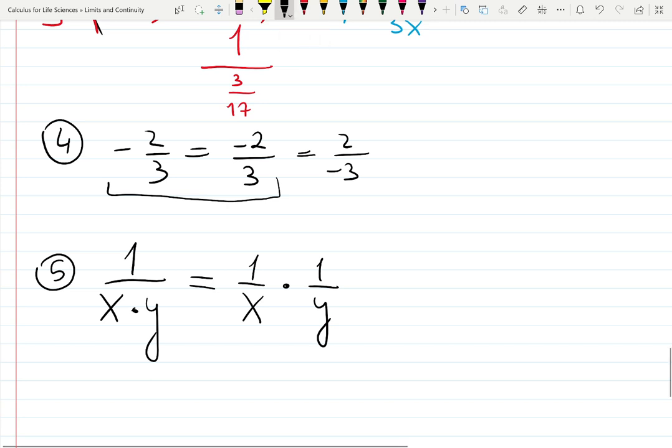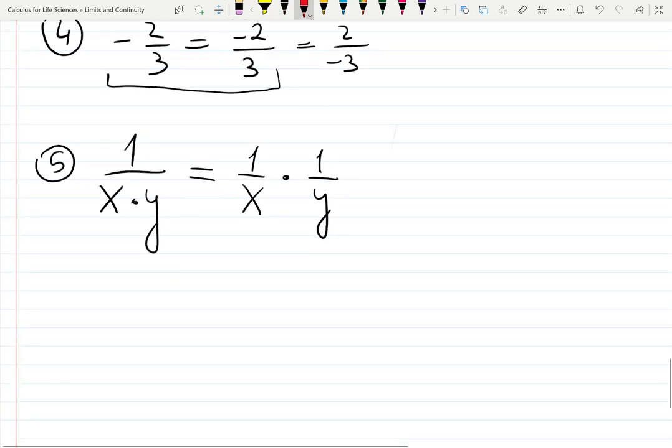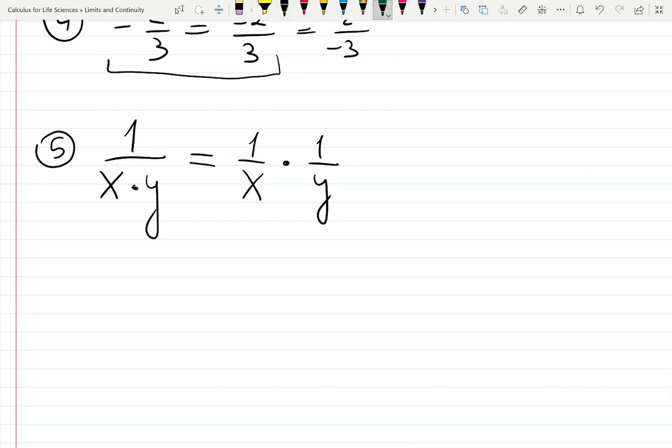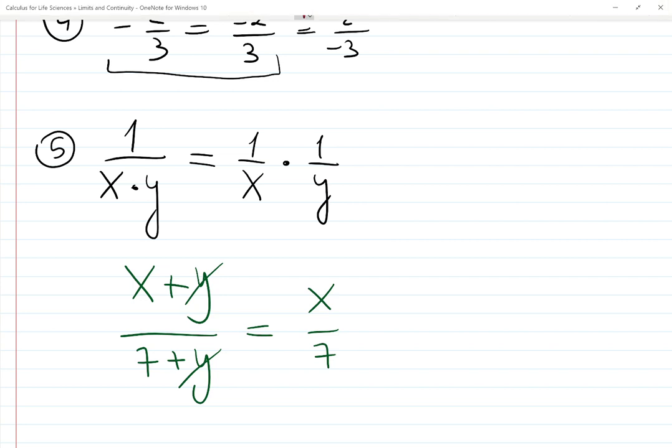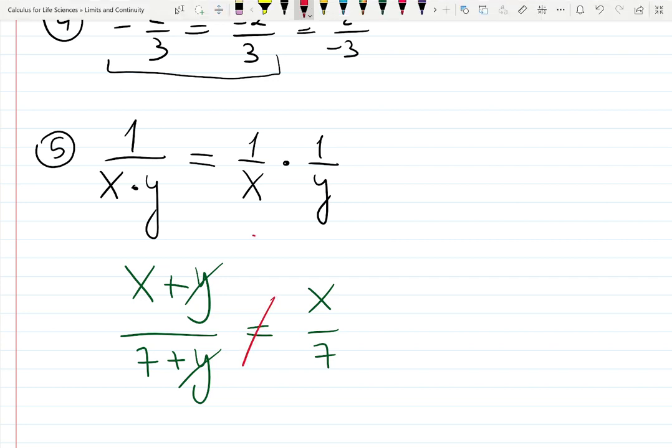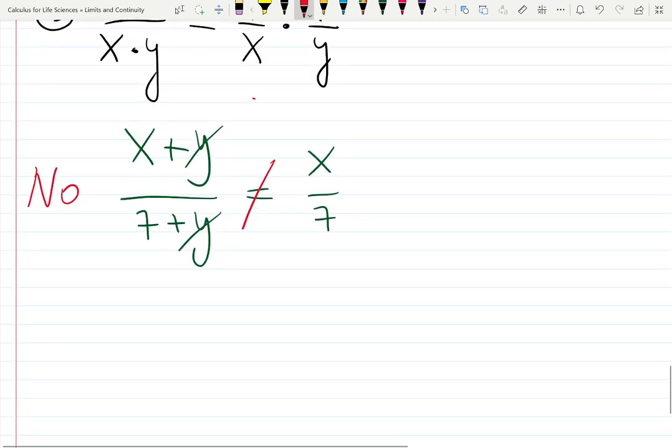Now, let's do what we can do. Or let's check if you remember. Can you do it or not? So let me check if you understand. x plus y over 7 plus y. I want to cancel out, so it's going to be x over 7. Can I do that? Oops, no. Cannot cancel out things which are added.